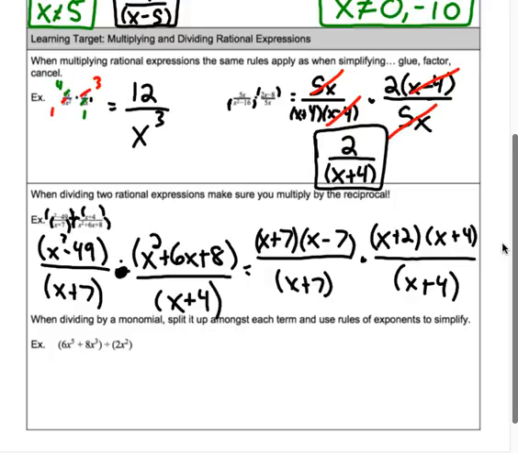All right, so here what we get, the x plus 7's cancel, x plus 4's cancel. Here the interesting thing is, notice we have the x minus 7, x plus 2 left on top, and then actually everything canceled off the bottom. So really there is no denominator anymore, right? The denominator completely canceled off.